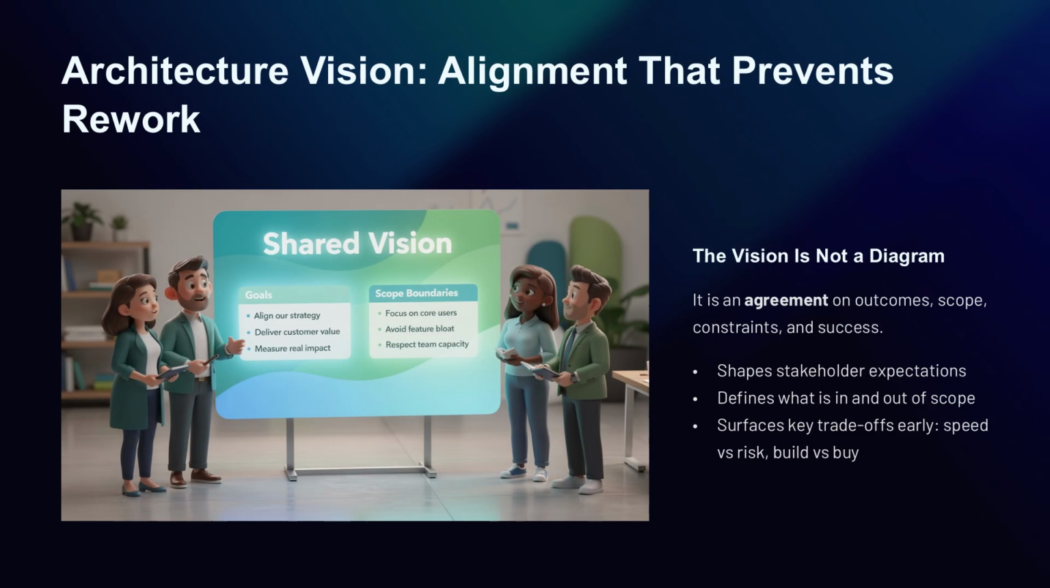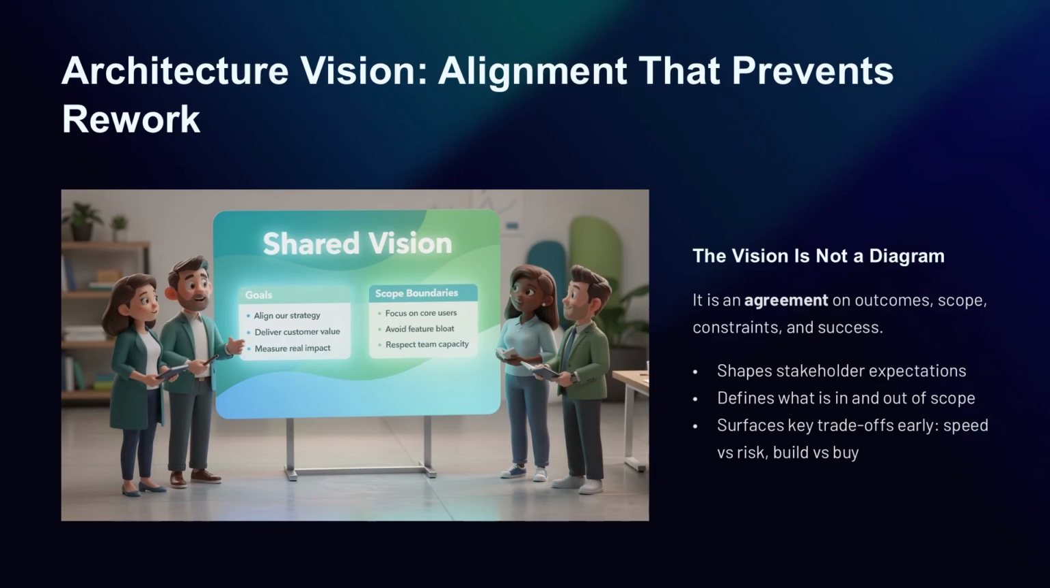With the foundation in place, the first practical move in the cycle is to create an architecture vision that leaders and teams can rally behind. The vision is not a diagram of a future state. It is an agreement on outcomes, scope, constraints, and what success looks like.